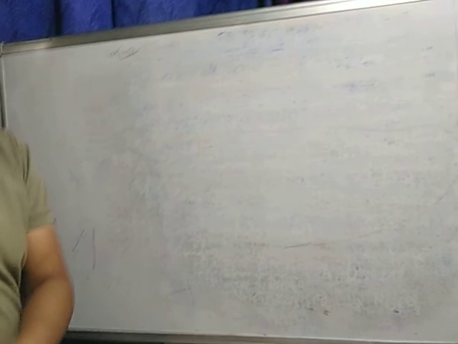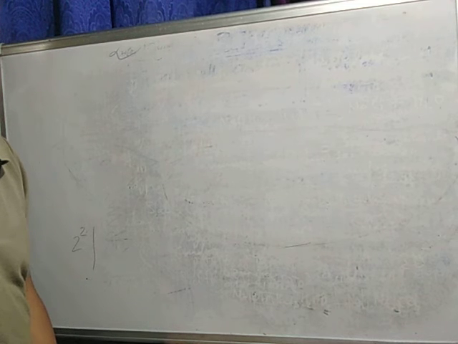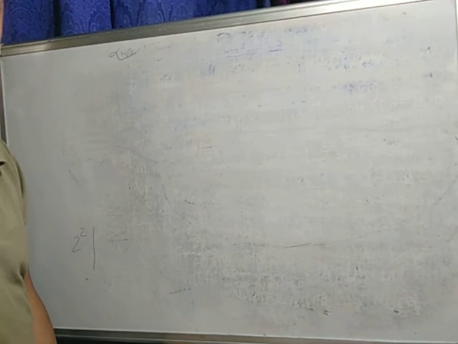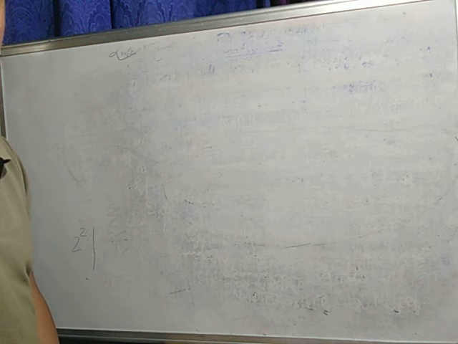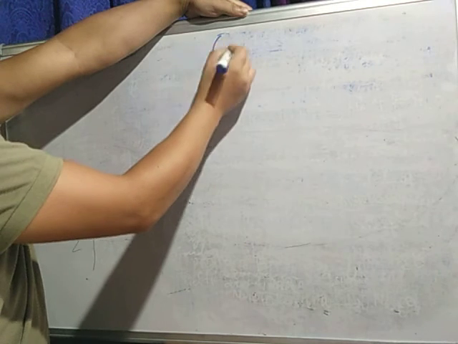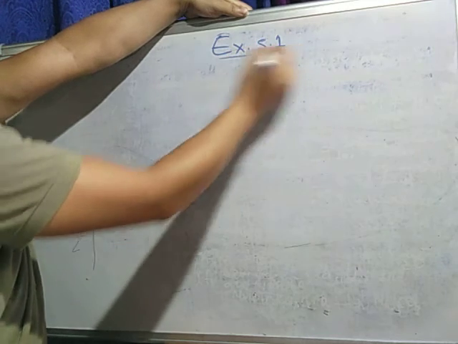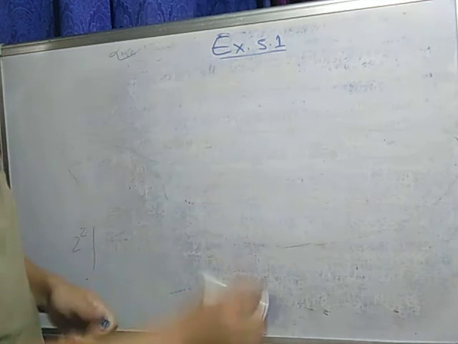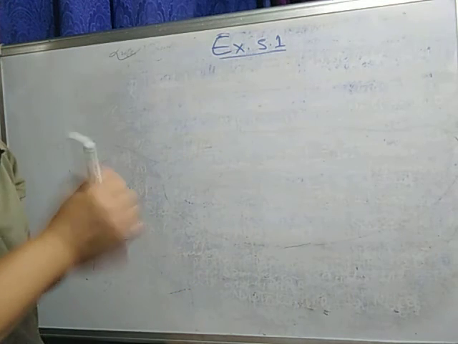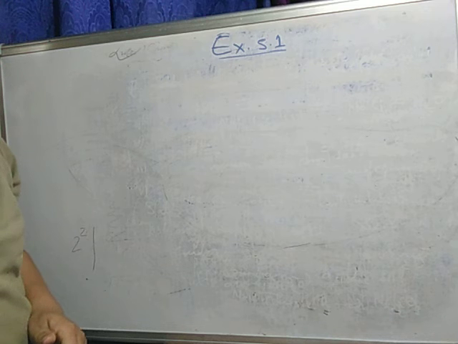So I hope you are comfortable with axiom, postulate and definition, right? Many days you have learned axiom, postulate and definition, right? So today we'll start exercise 5.1. From this chapter we'll be starting geometry. You are familiar with this.